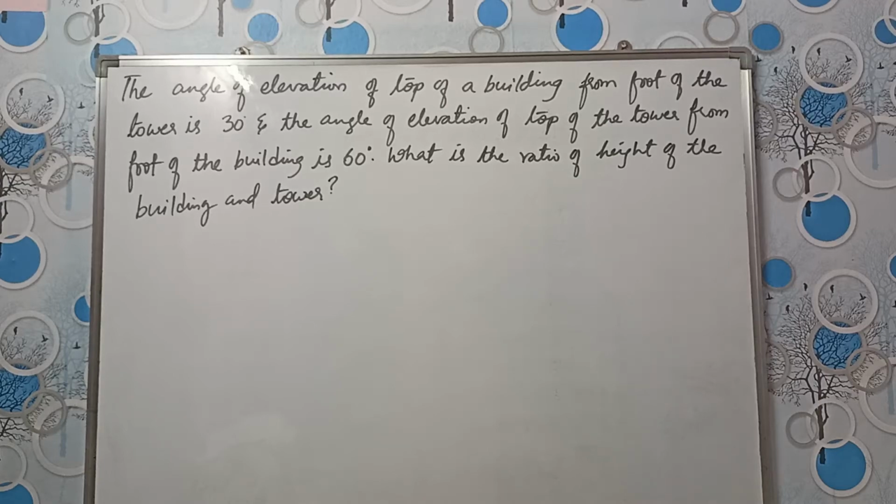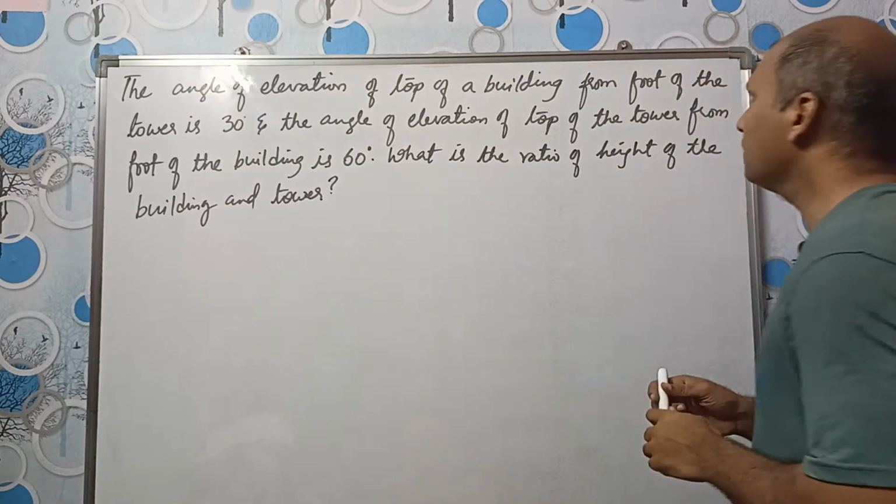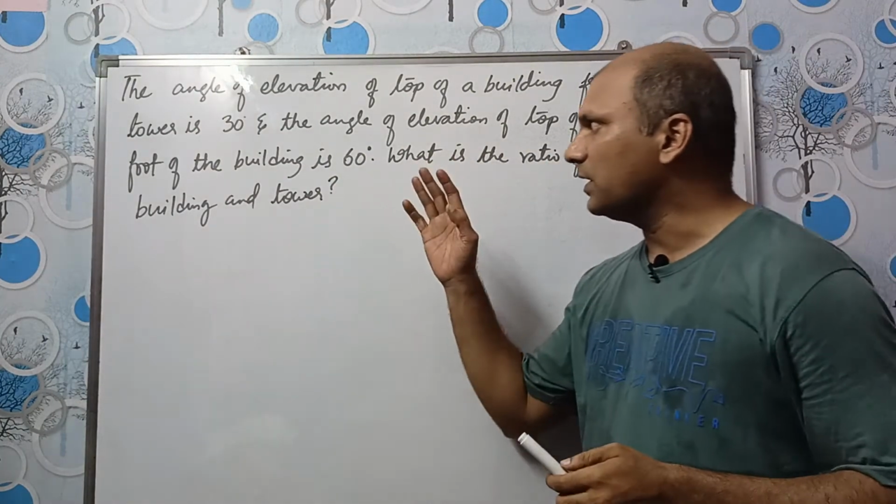Hi students, in this video we will solve this problem. Angle of elevation of top of a building from foot of the tower is 30 degrees and the angle of elevation of top of a tower from foot of the building is 60.